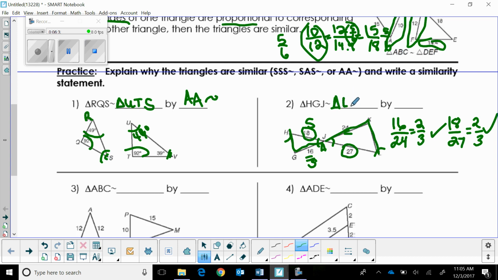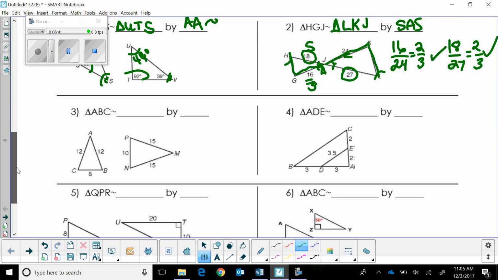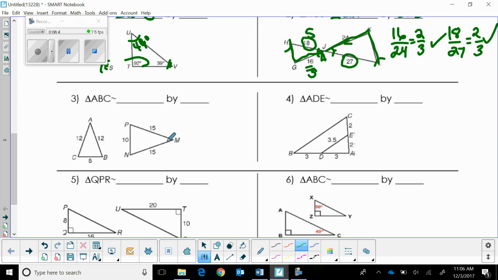Okay, so that would be L, K, J, and that would be by side, angle, side, where the angles are equal, right? Because we have vertical angles, but the sides are proportional. And again, you have to show that. So let's look at this one.